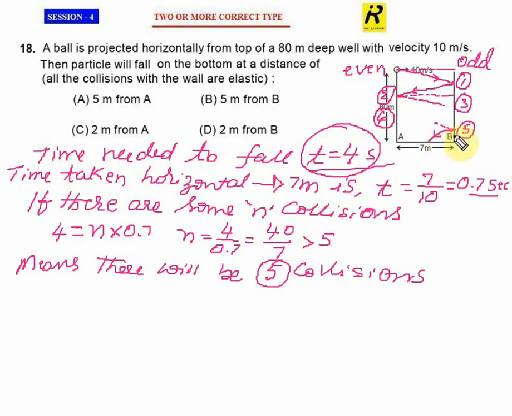So in this situation, I have to evaluate how much time has passed from here to here. So this is nothing but 5 into 0.7, because each collision will take 0.7 seconds, and this will be 3.5 seconds. 3.5 seconds from this height to this height. There will be a time of 3.5 seconds.